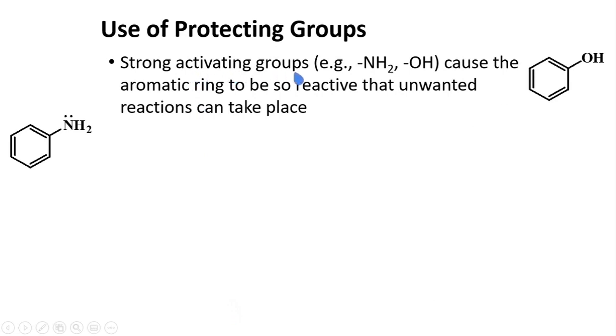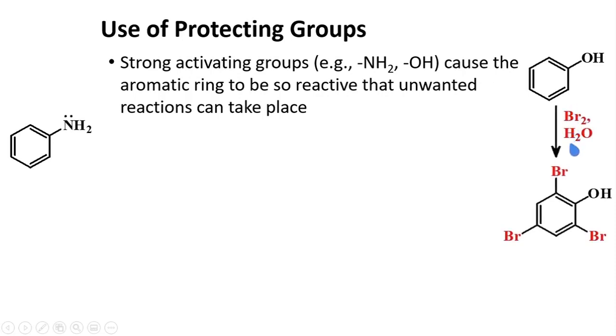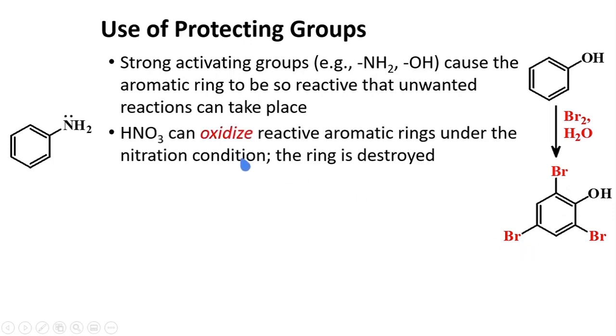If you have a strong activating group, for example an amino group or a hydroxy group, they may cause the aromatic ring to be so reactive that unwanted reactions can take place. For example, for phenol, if you do bromination in water, bromination can occur at both the ortho and para positions, and it's difficult to stop at an intermediate stage. Nitric acid can oxidize reactive aromatic rings under nitration conditions. The ring is destroyed, so we cannot do nitration of aniline and phenol.